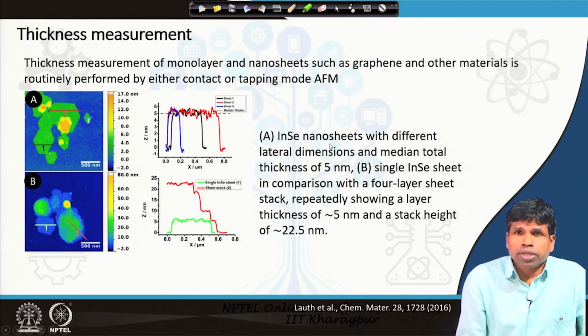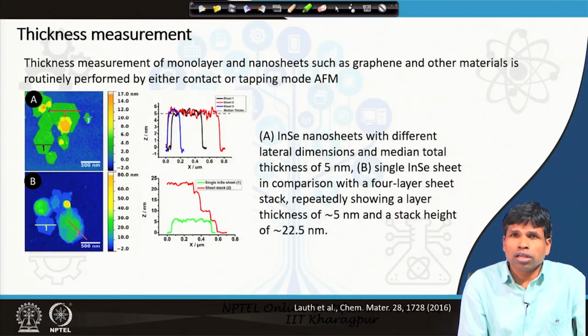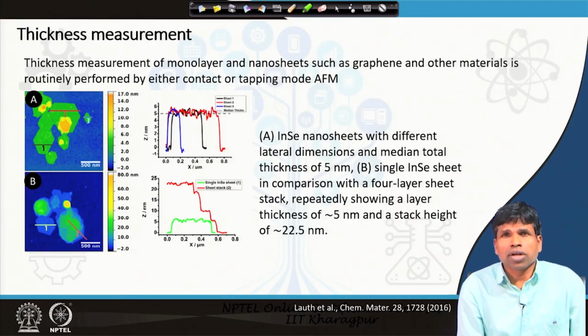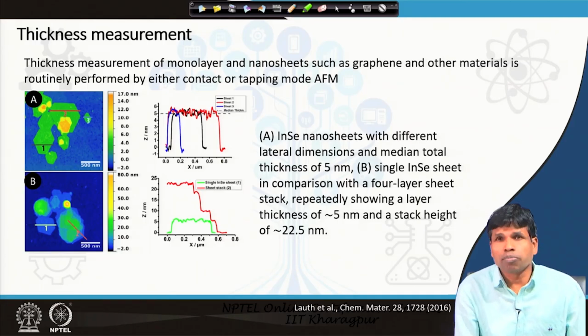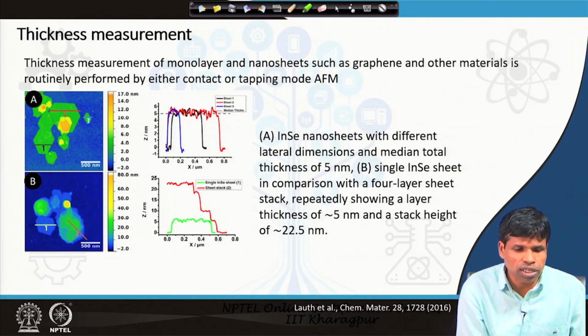Certainly, atomic force microscope is very frequently used for measuring the thickness of 2-dimensional materials. So, here in the example that you see, the thickness of a monolayer of nanosheets. In the present day, a lot of research is going on 2D materials, and AFM is the most suitable and most appropriate technique to measure the thickness of a monolayer or any type of nanosheets, nanoplates, etc. That is what is shown here.